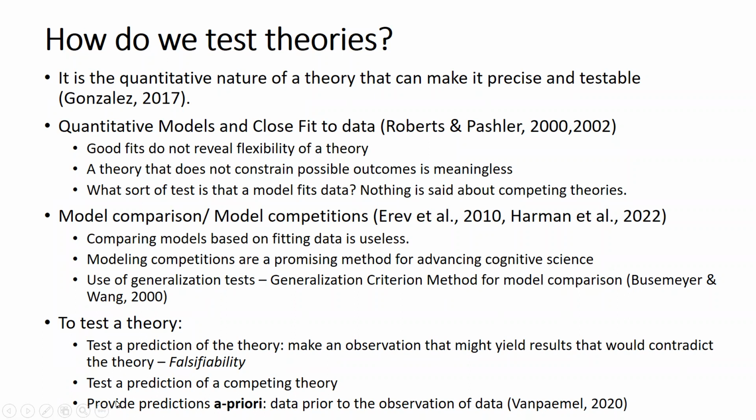Therefore, to test a prediction of a theory, we need to make an observation that might yield results that would contradict the theory. I think theories should be falsifiable. It is also important that we compare two competing theories, but also that we can make predictions a priori. That is, that we can collect data from our models prior to actually observing the data.